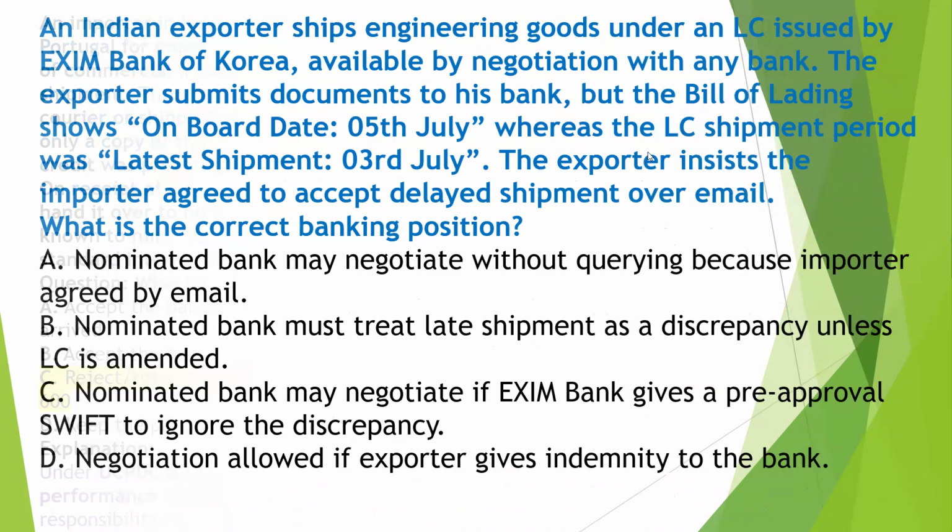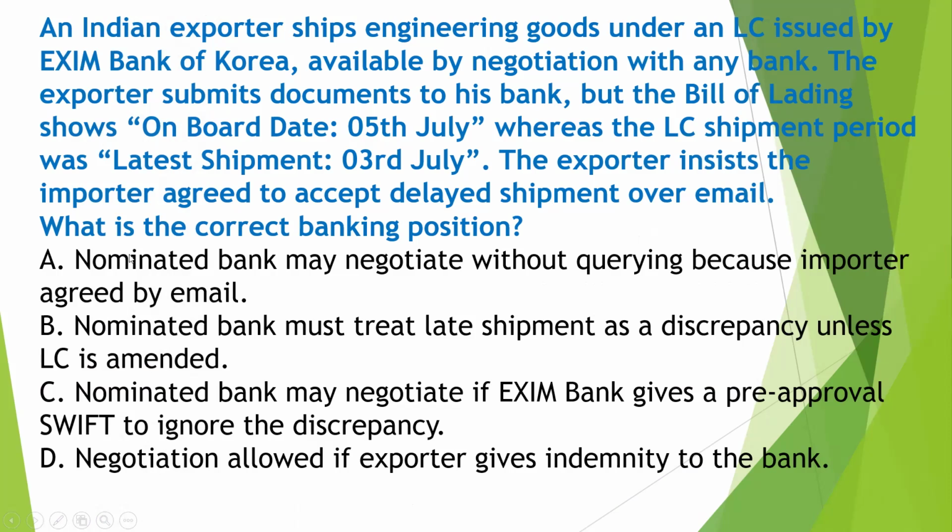So next question is: an Indian exporter ships engineering goods under an LC issued by Exim Bank of Korea, available by negotiation with any bank. The exporter submits documents to his bank, but the bill of lading shows an on board date of 5th July, whereas the LC shipment period was latest shipment 3rd July. So the exporter insists the importer agree to accept the delayed shipment over email. So what is the correct banking position?